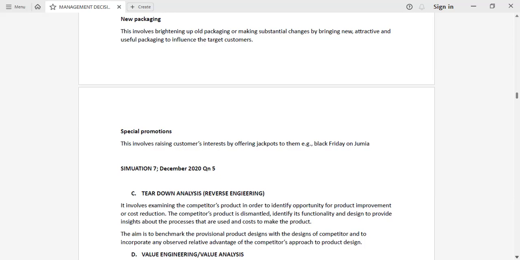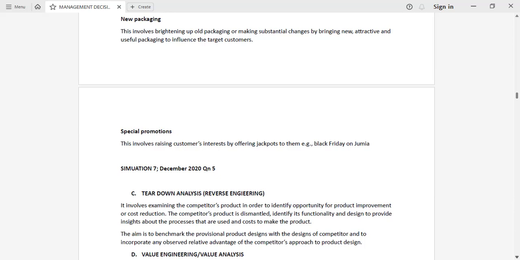That promotion also works for an organization, where maybe once in a year or once in a month you do a special promotion, just like Black Friday on Jumia, where prices are reduced by nearly 60%.